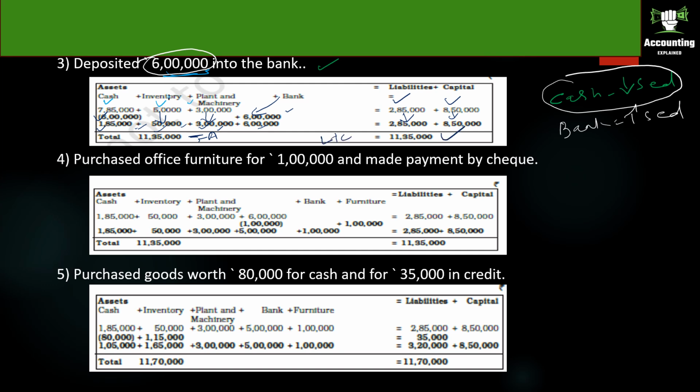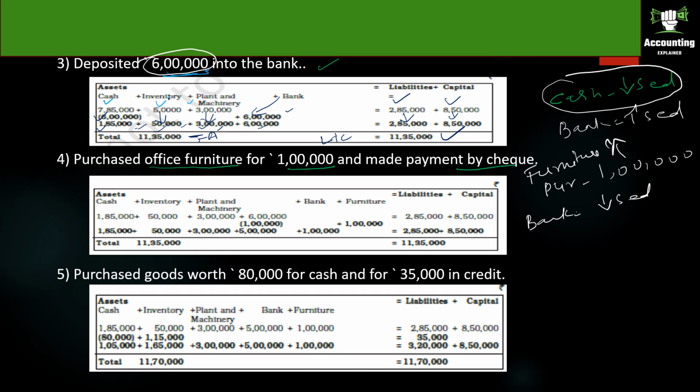Both remains the same. Next, purchased office furniture for rupees 1 lakh and made payment by check. So when you purchase office furniture you purchased. Okay. And how did you make the payment? By check. By check means you have made the payment by bank. So you have to reduce bank by 1 lakh. And you have to increase the furniture by 1 lakh. Okay.